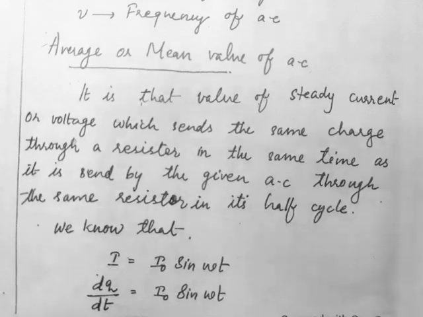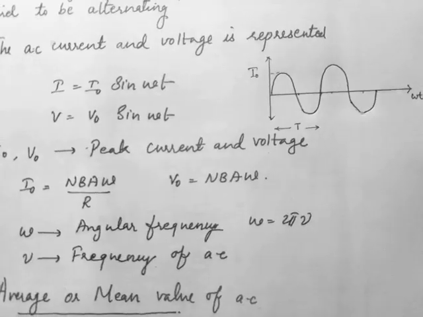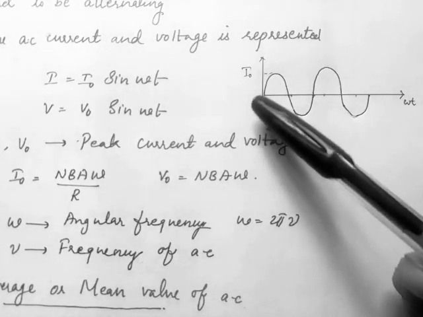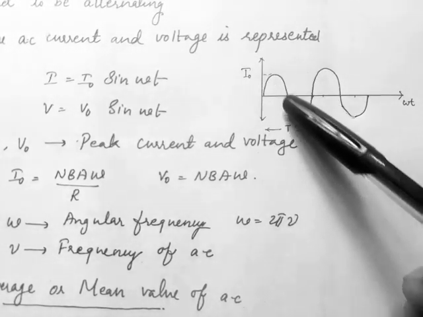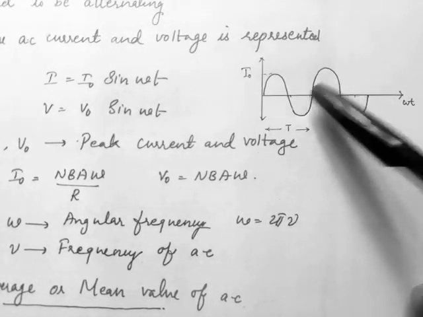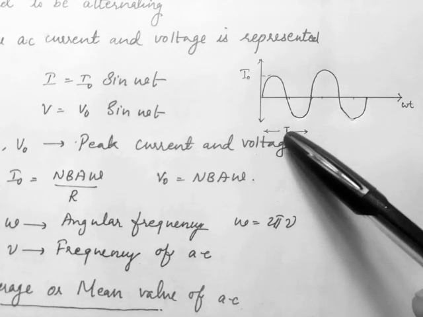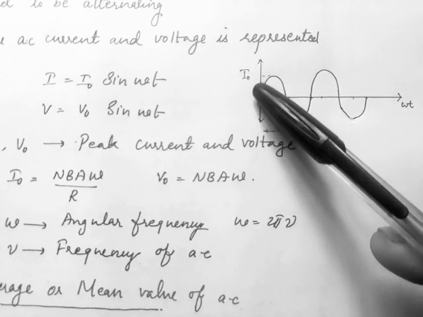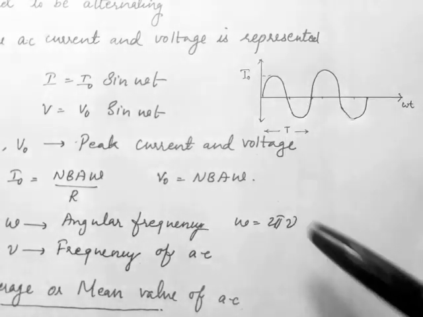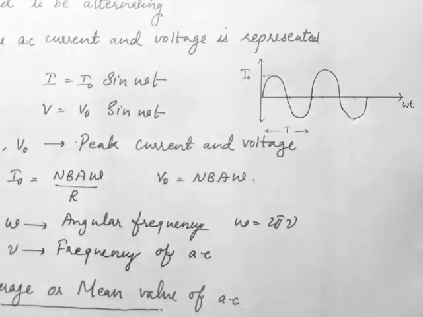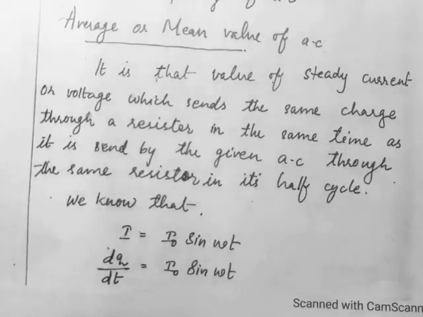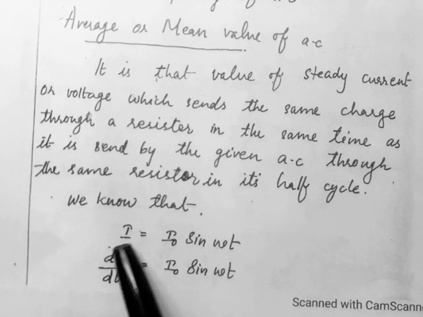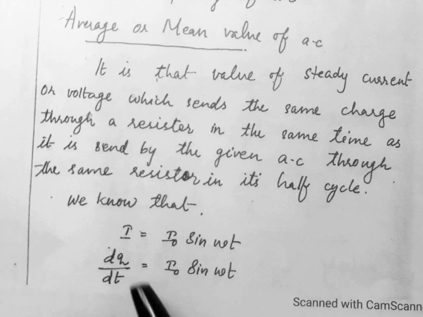So here in this AC, we know one cycle is starting from this 0 up to the next 0. This is one cycle, and the time for that is called the time period, capital T. So within half time, that means up to here, T by 2, from 0 to T by 2, that is a half cycle. So here we write it as dq by dt is equal to I0 sin omega t. So we take the charge q, we want the charge q within 0 to T by 2 time.